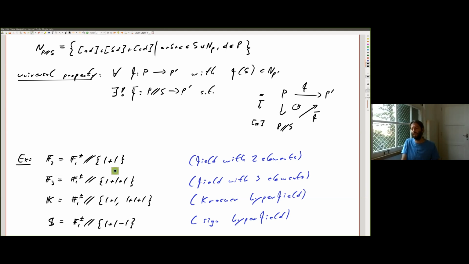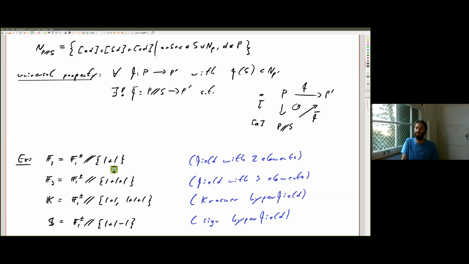I leave this as an exercise. As I said, this is a kind of cryptomorphism, describing the same object in different terms. Matt had a different way to describe F2 in terms of embedding fields into the category of pastures. But it's really just a quotient of F1 plus minus by this single harmless relation 1 plus 1.